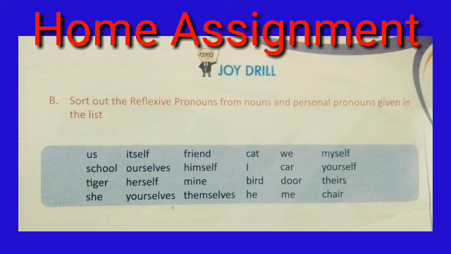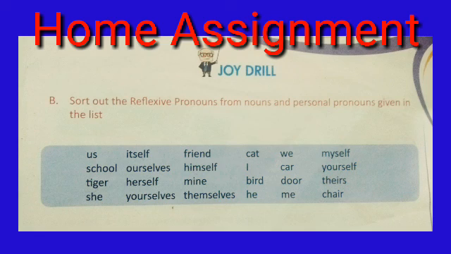Us, school, tiger, she, itself, ourselves, herself, yourself, friend, himself, mine, themselves, cat, I, bird, he, we, car, door, me, myself, yourself, theirs, chair. So these are the words.